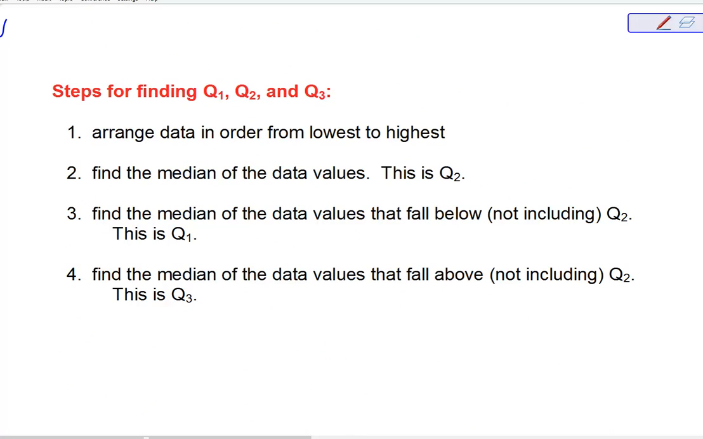When we want to find these Q1, Q2, and Q3, we're going to be looking for the medians. Okay? Medians are going to play a big part here. But of course, the first thing that you always want to make sure that you do is arrange the data in order from lowest to highest, least to greatest. Then you find the median of the entire data set. The median of the entire data set is Q2. It's the middle. Remember, that's what breaks it up into the 50-50.